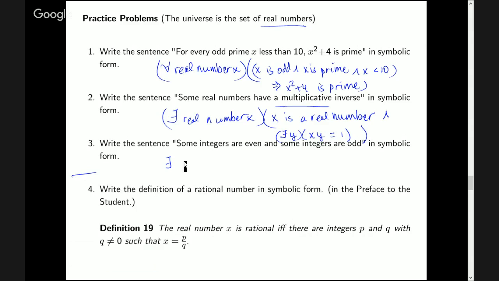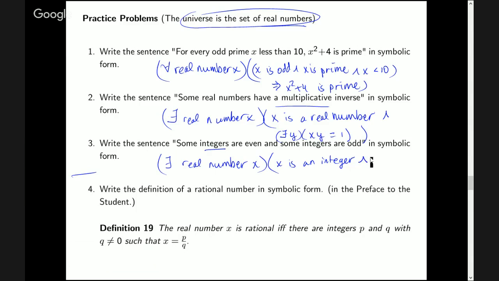Backwards E. So, in yours, X, well, first of all, real number X because that's the universe. Did you put real number on integer? That's going to go inside because it specifies the universe up here. That's what goes outside. So for every, there exists a real number X, and then X is an integer goes inside, and X is even.